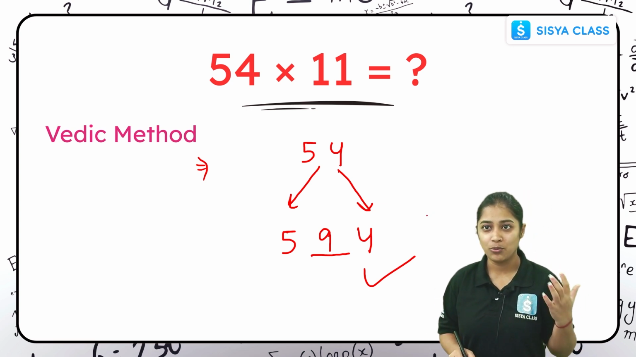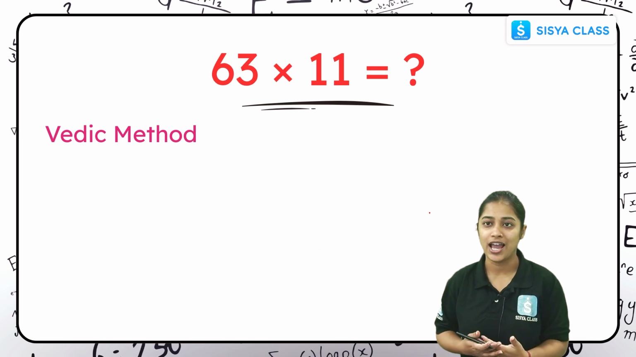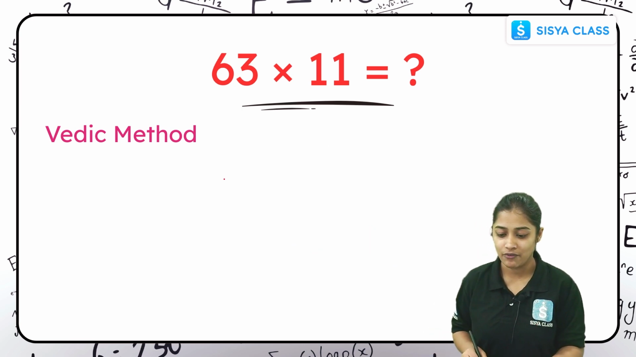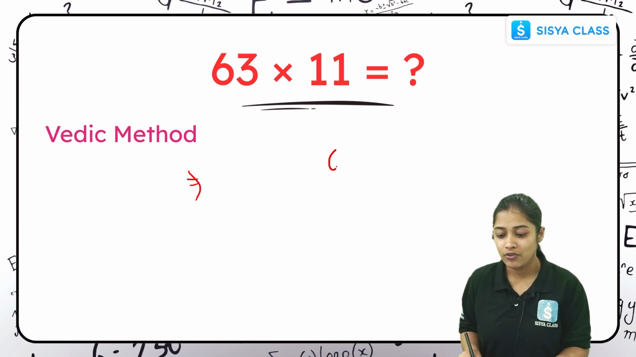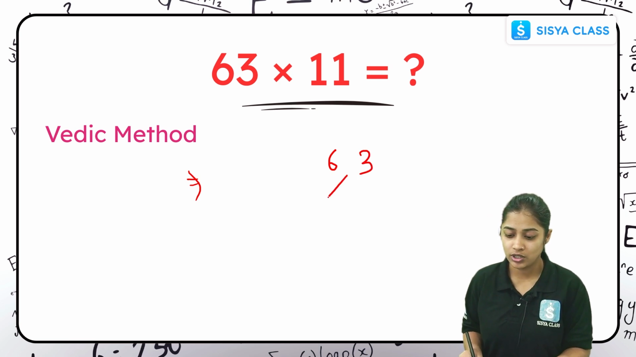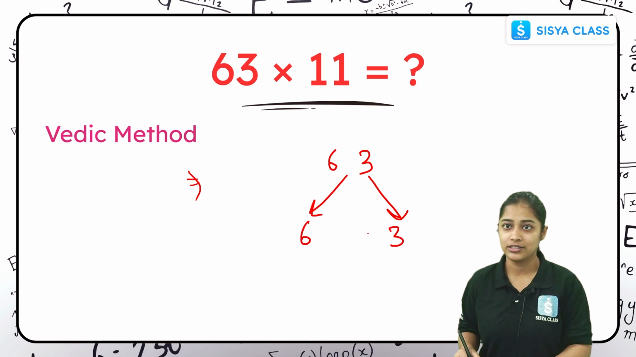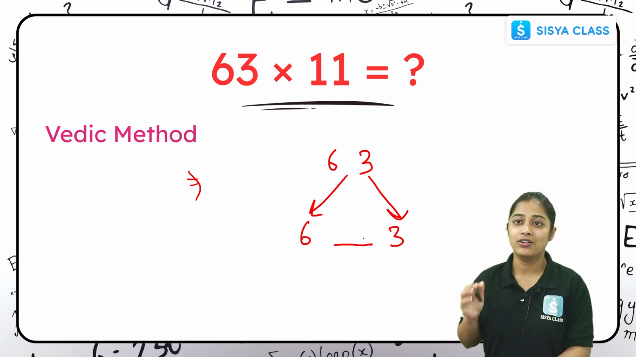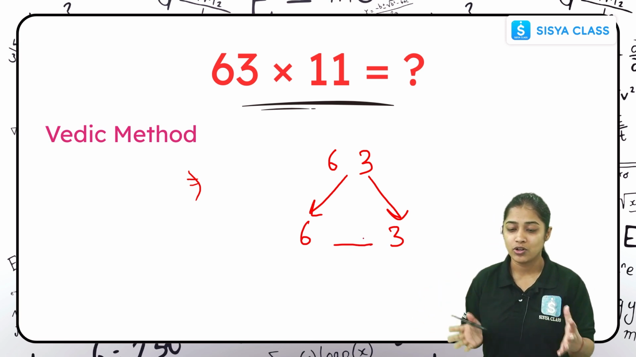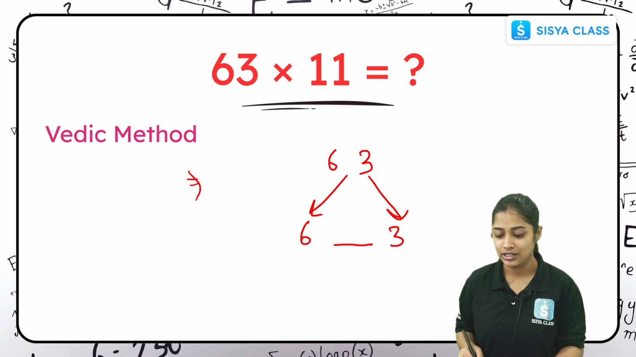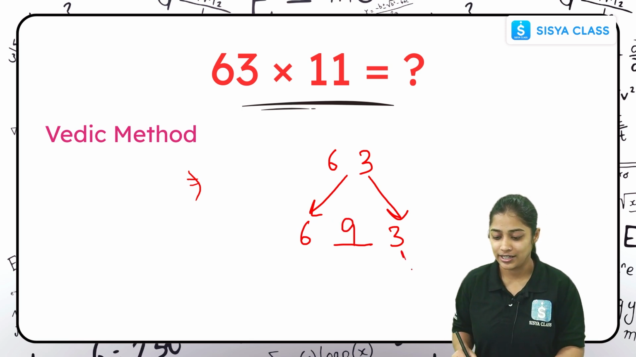Okay, let's see one more example. So here we have 63 into 11, right? So first again we will write our digits. So here the digit is 6 and here the digit is 3, right? Now in between I will write the sum of the digits. So what is the sum of the digits here? 6 plus 3, right? So the answer is 693.